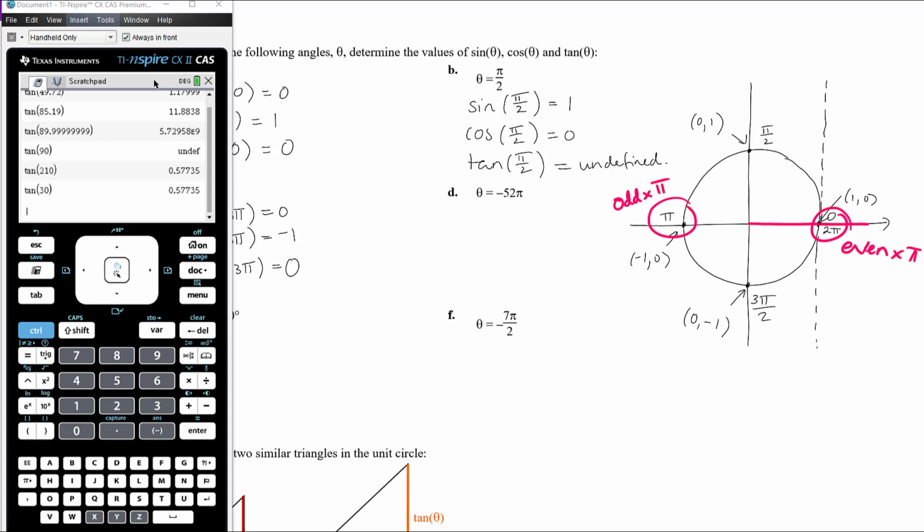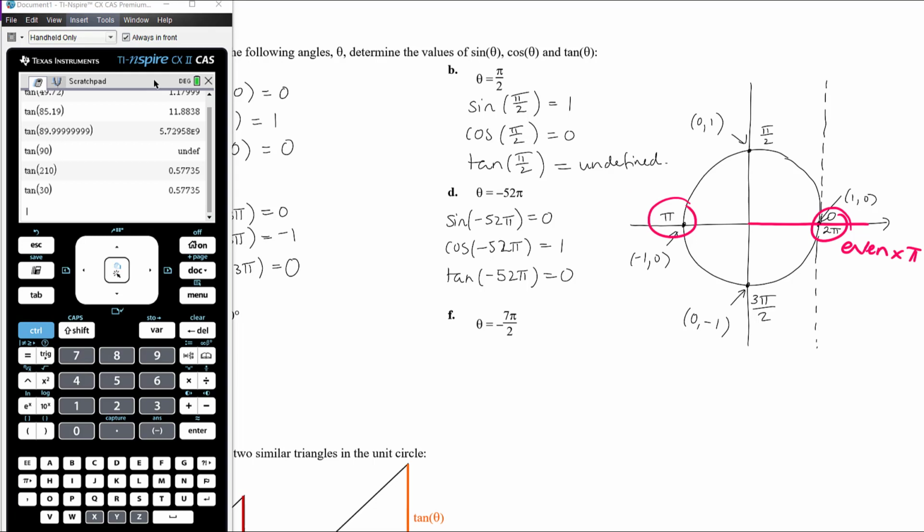Okay, so if we've got negative 52 pi, we don't need to count all the way around. We know that's going to happen over here at the point 1, 0. And so the sine value here, the y-coordinate, is 0. The cosine value here is 1. And the tan value here is also 0.